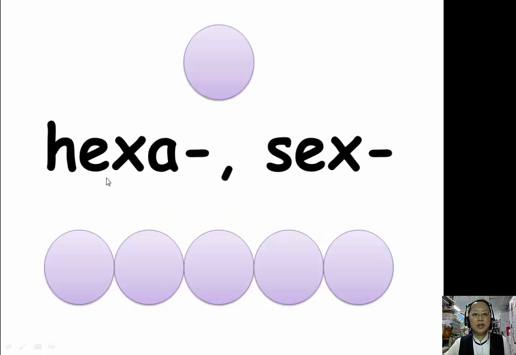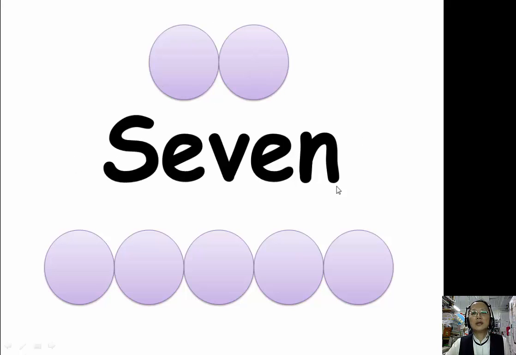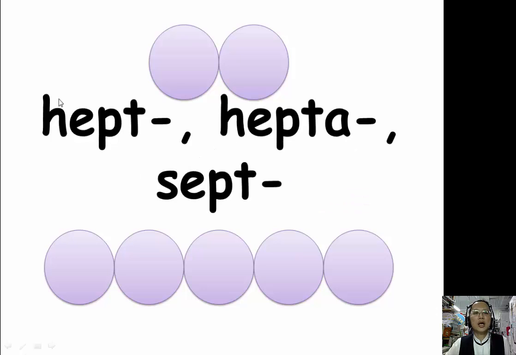So let's review it again. For expressing 6 in professional prefix, we use hexa, H-E-X-A, and sex, S-E-X. How about 7? For 7, we use hept, H-E-P-T, hepta, H-E-P-T-A, and sept, S-E-P-T.